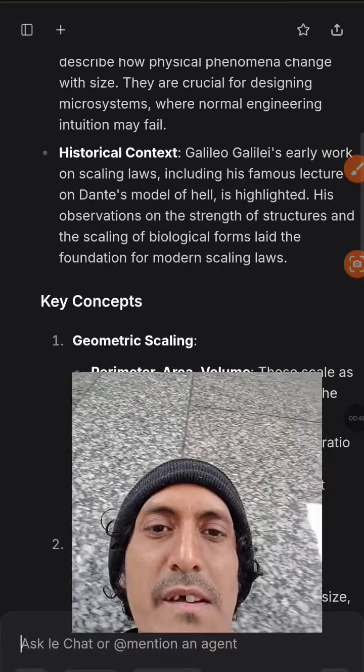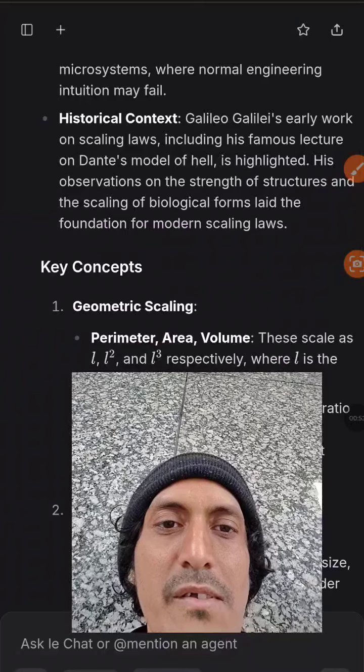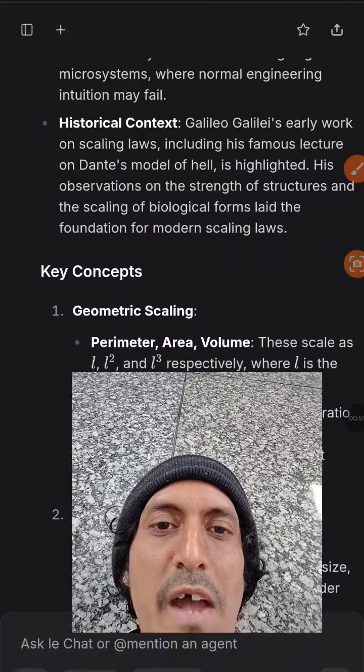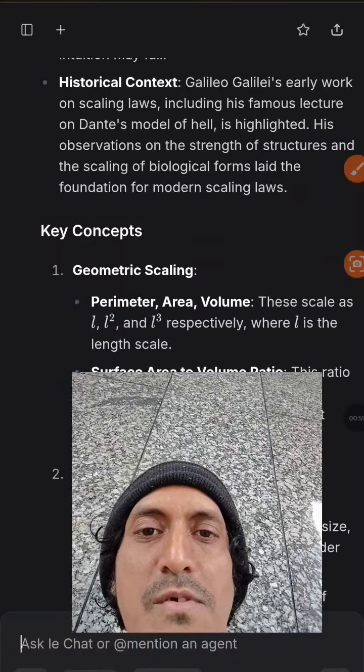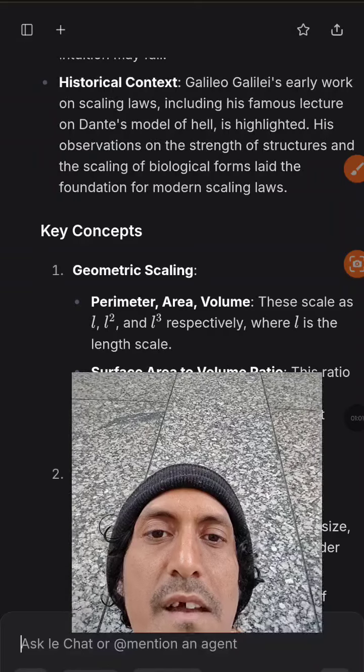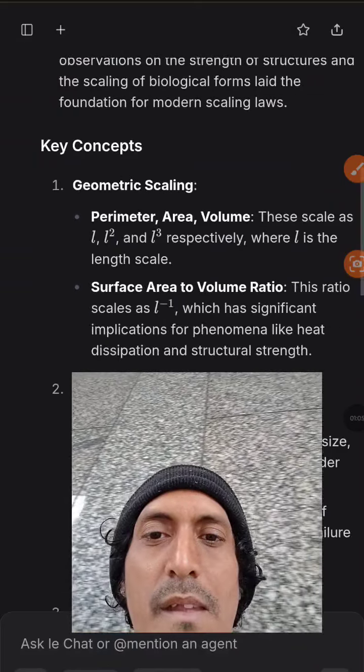So, historical context. Galileo Galilei's early work on scaling laws, including his famous lecture on Dante's model of hell, is highlighted. So this is a very interesting paper. His observations on the strength of structures and the scaling of biological forms laid the foundation for modern scaling laws.